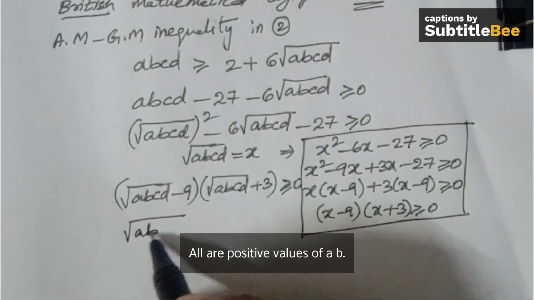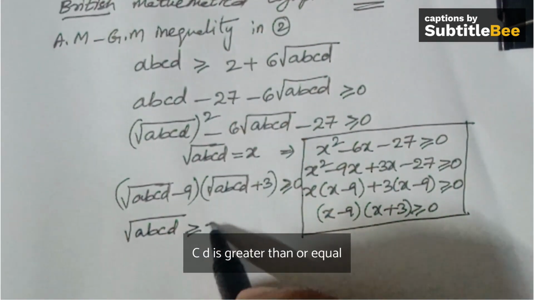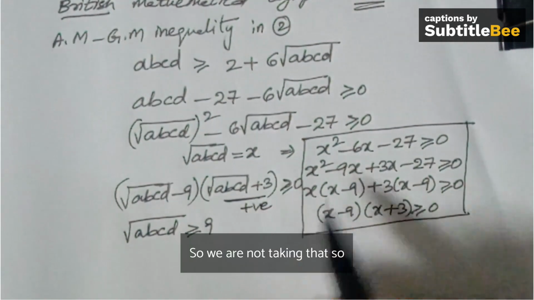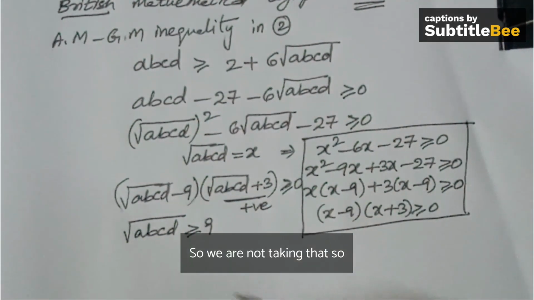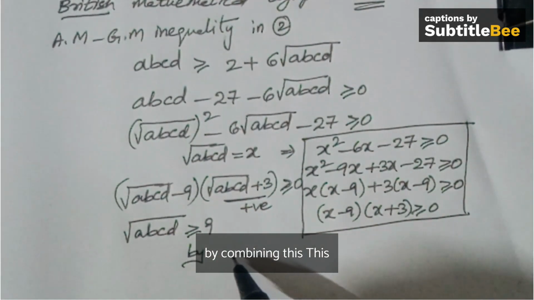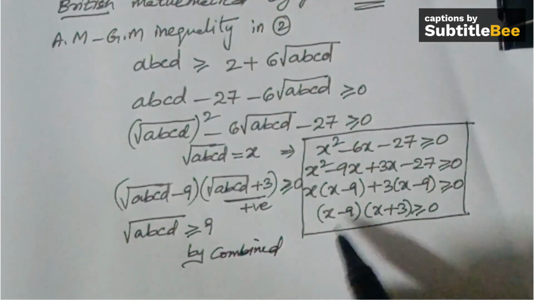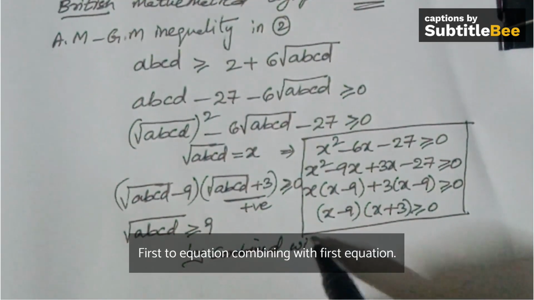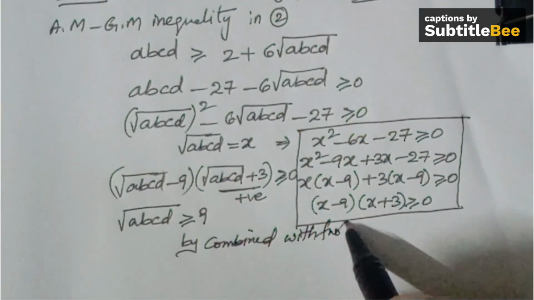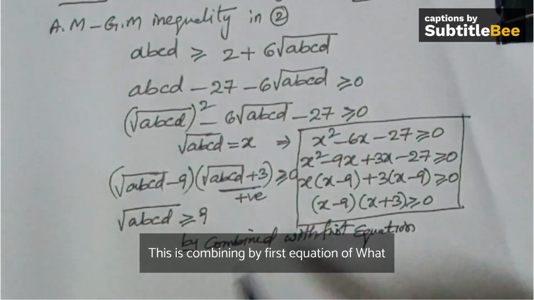So here all are positive values. Root of ABCD is greater than or equal to 9. Here you will get negative, so we are not taking that. So by combining this with the first equation.